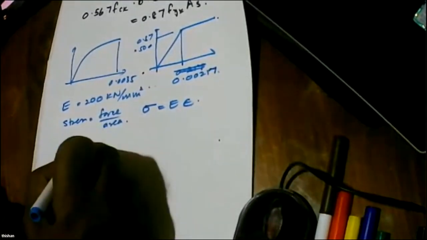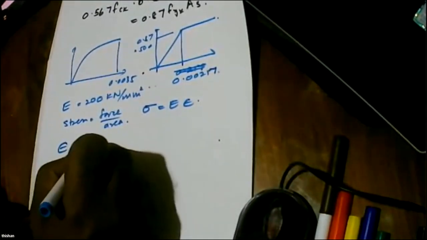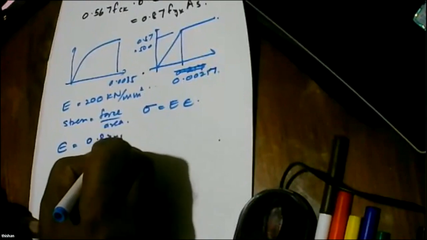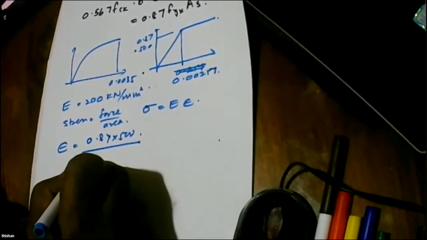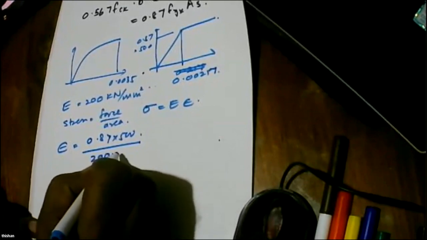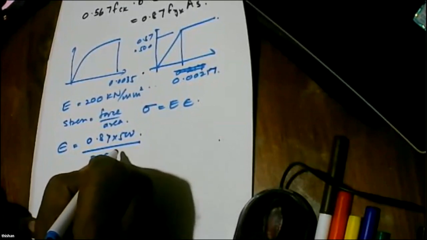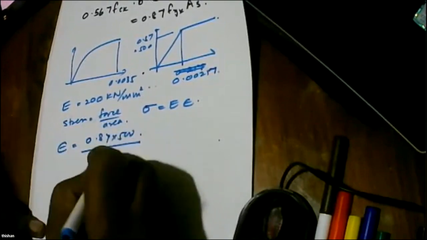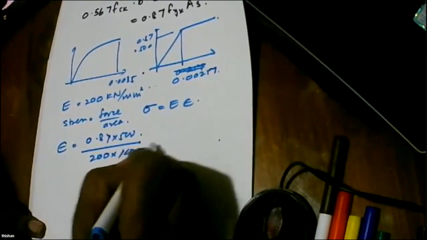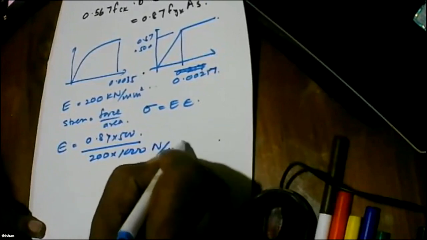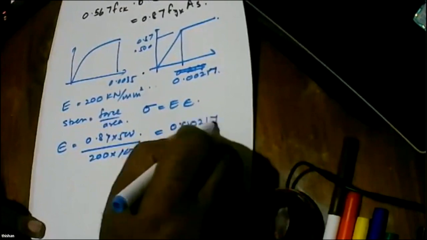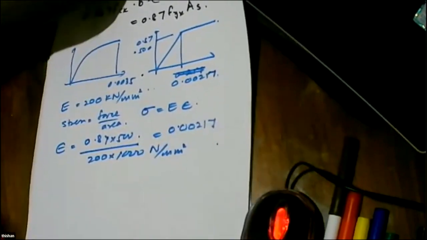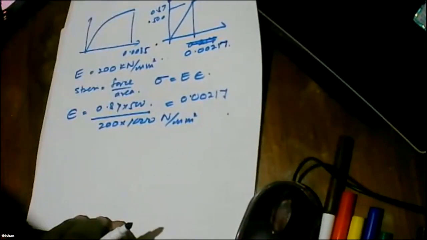Epsilon is equal to sigma divided by E, that is 0.87 into 500 divided by E, that is 200 kilonewtons per millimeter square, which means 200,000 newtons per millimeter square. What is the answer? 0.00217. That's how you get this 0.00217.